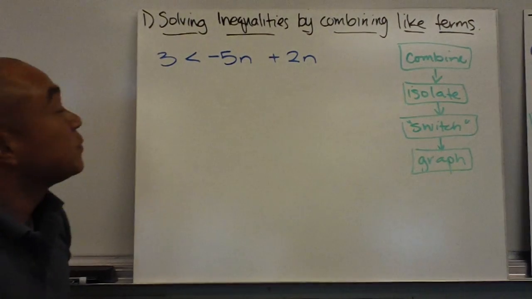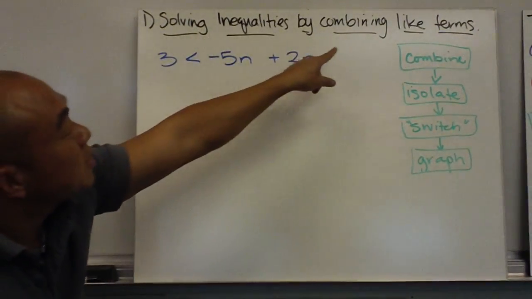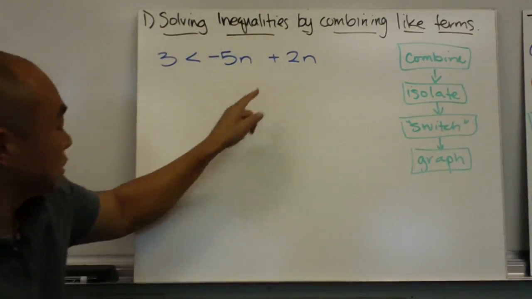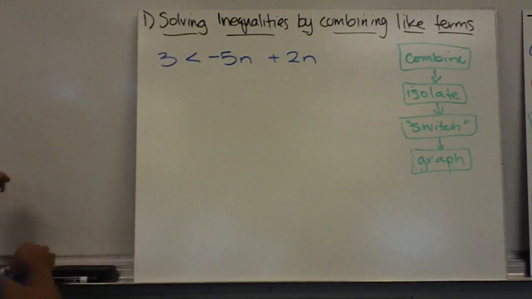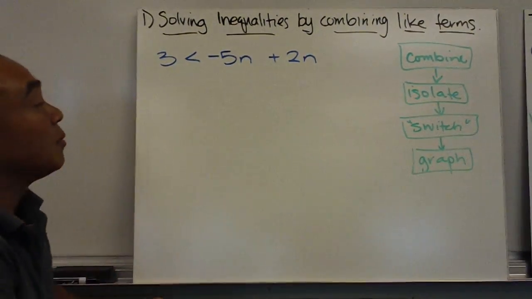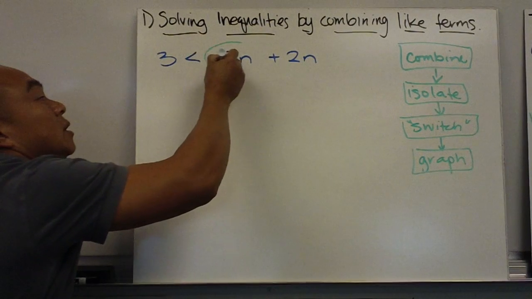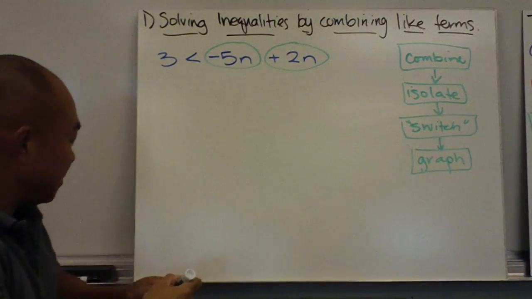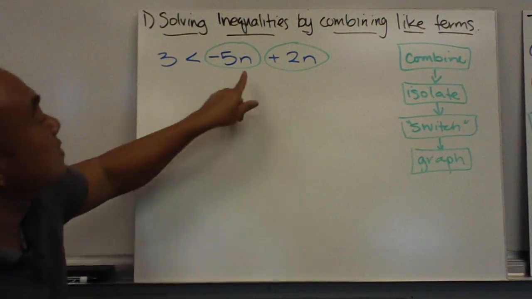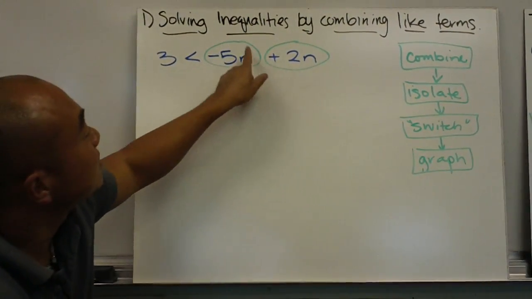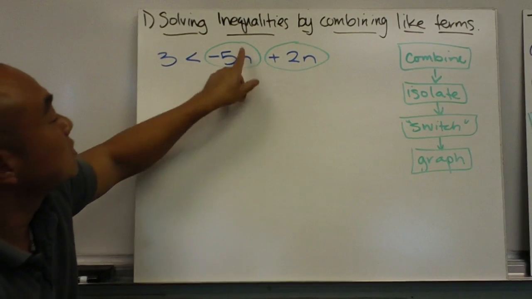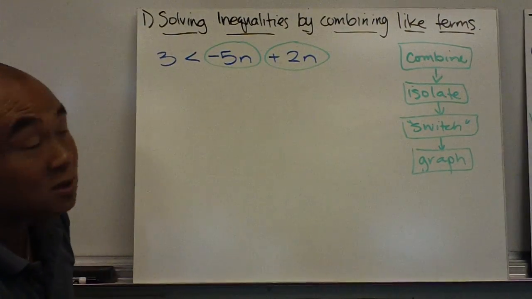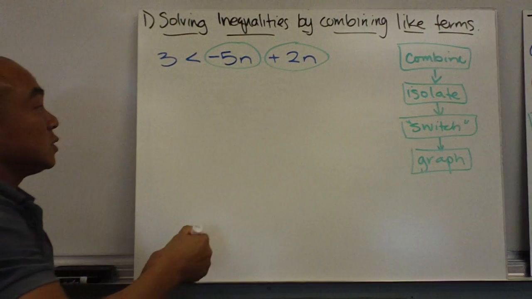Alright, let's start with the first one. Our first one is solving inequalities by combining like terms. So we're going to combine first, and I'm going to circle the two things that I have in common. The two things in common are that one right there and that one right there. They're in common because they have similar variables and similar exponents on that variable. Since there's no exponent, you have to assume that it is 1. So we're going to combine these two first.